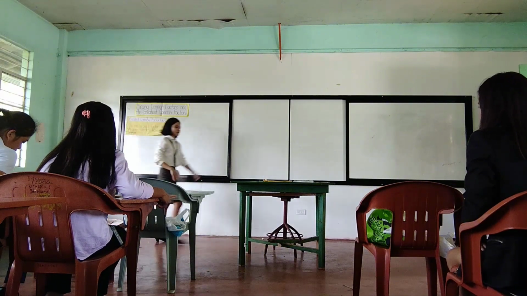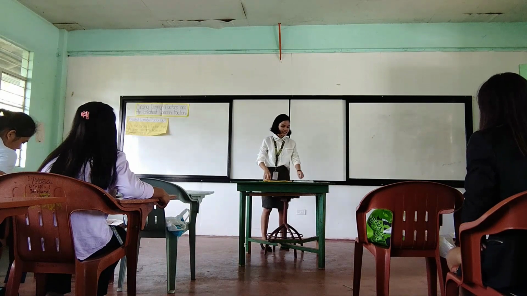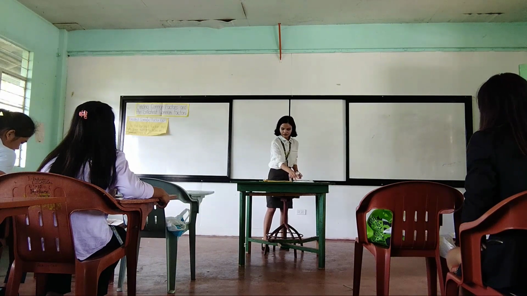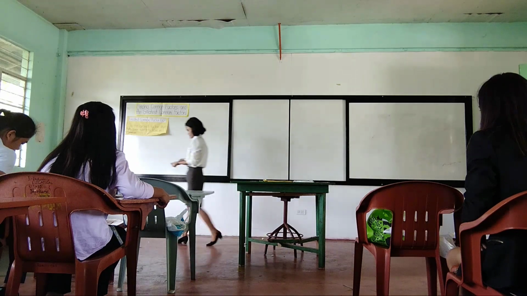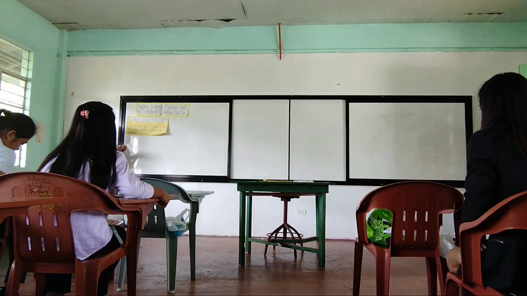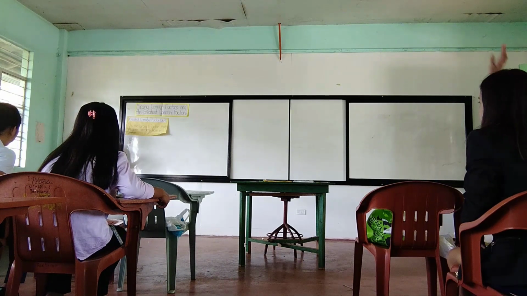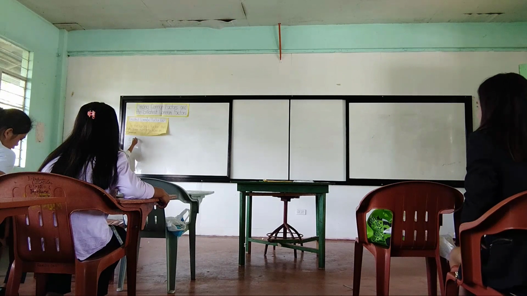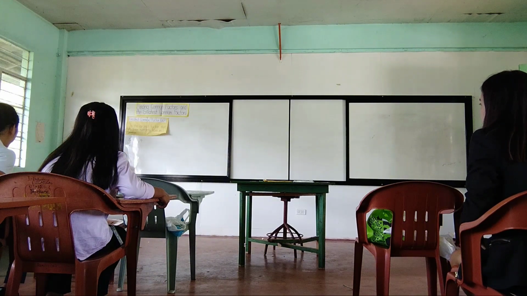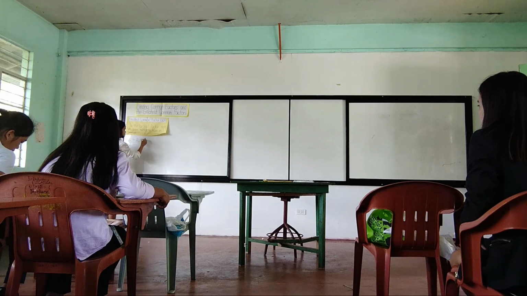Okay, so for example, let us have 8 and 12. What are the factors of 8? 2 and 4. Thank you, Franz. Very good. 2, 4. What else? 8 and 1. What else?